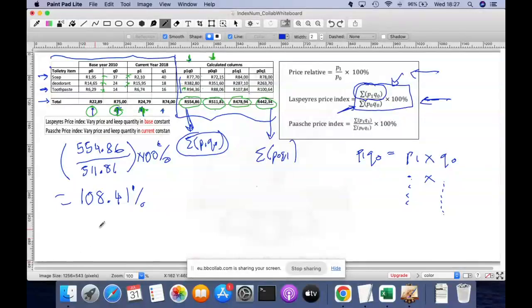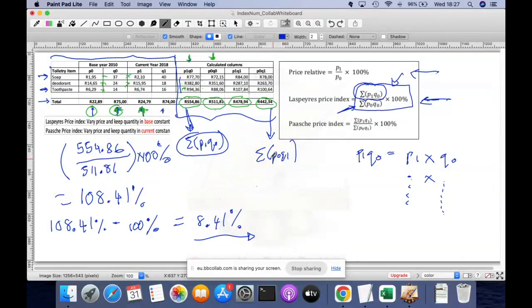All right, now we need to interpret this just like before. So, like I said before, the first step to interpret is work out the change. I like to subtract 100, but it's up to you. So I'll take the value we got, which is 108.41% minus 100%. Right, and that gives you 8.41%. Right, it's a positive value, so we know it increased.